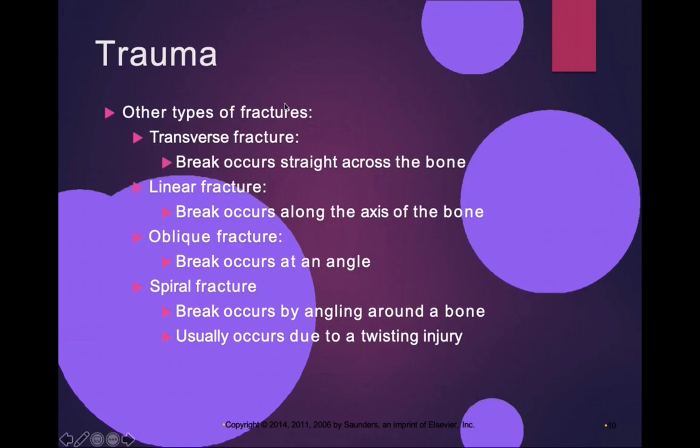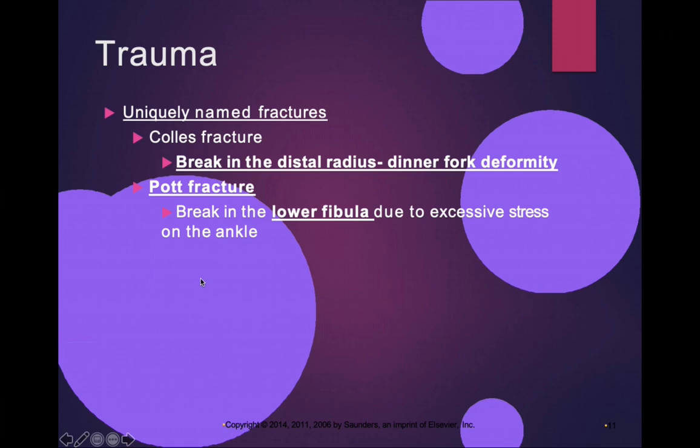Other types of fractures: there's a transverse fracture, linear fracture, oblique, and spiral fracture. They're really named after the direction of it. So if the break runs straight across the bone, it's a transverse fracture. If it runs along the long axis of the bone, it's a linear fracture. If it runs on an oblique angle, we call it an oblique fracture. And if a break occurs by angling around it, like a spiral, then we call it a spiral fracture.